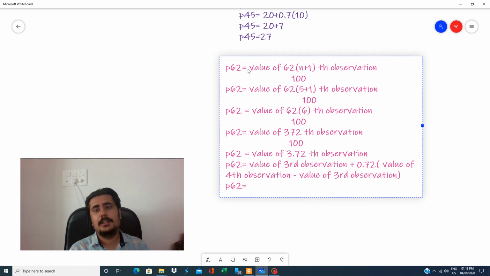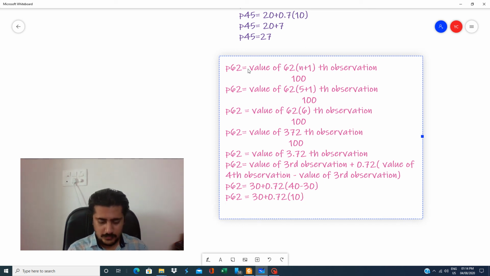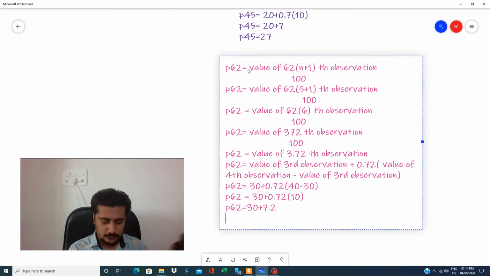P62 is value of third observation. Now what is value of third observation? 30 plus 0.72 into, what is value of fourth observation? 40. So it's 40 minus 30. So P62 is 30 plus 0.72 into 10. P62 is 30 plus 7 point.